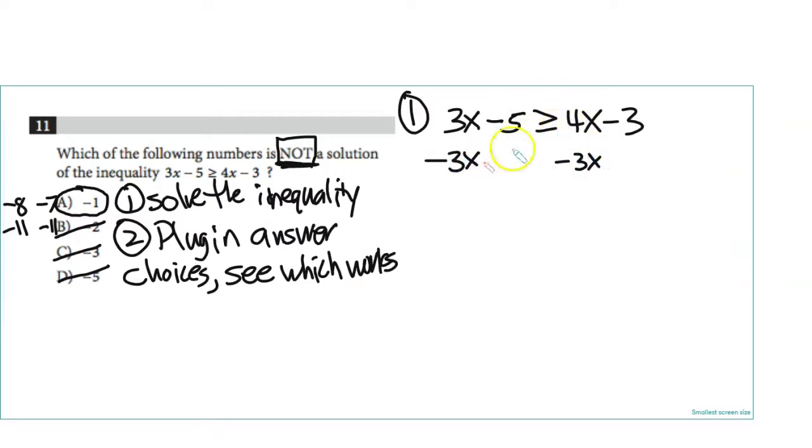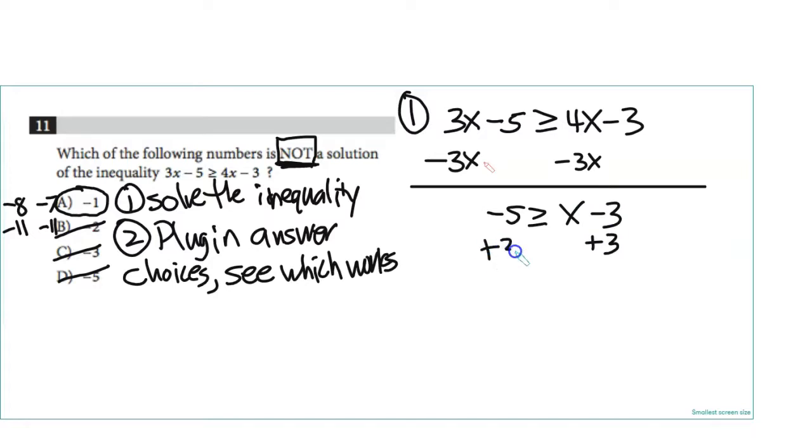Treat the inequality almost like an equal sign. And you would get -5 greater than or equal to x minus 3. And then you could add 3 to both sides.